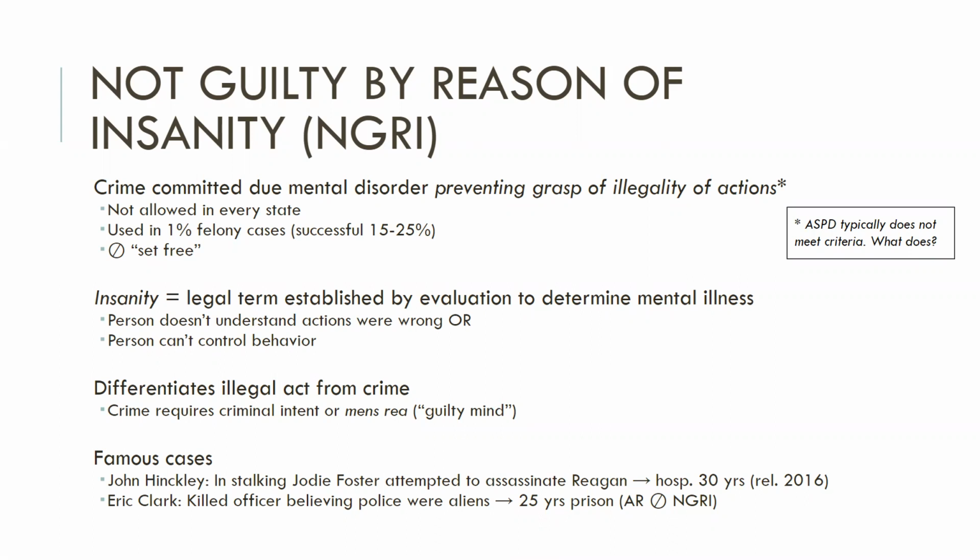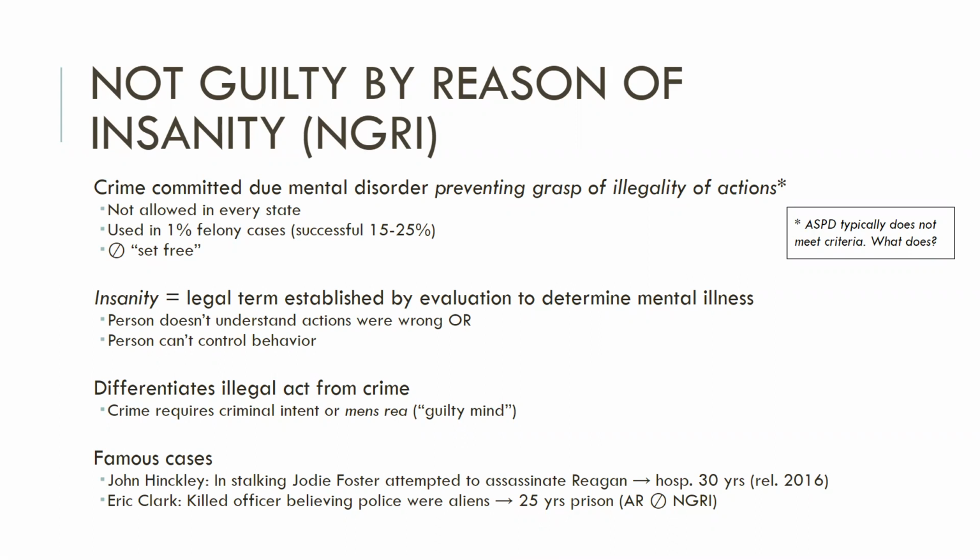And so this definition of insanity differentiates an illegal act from a crime. Specifically, a crime requires criminal intent or mens rea, which is Latin for guilty mind. So in this sense, it is possible for someone who's declared legally insane to commit an illegal act, but it is impossible for them to commit a crime. Because for a crime to be committed, a person must understand that what they did was wrong and have understood that in the moment, or they couldn't control what they were doing.